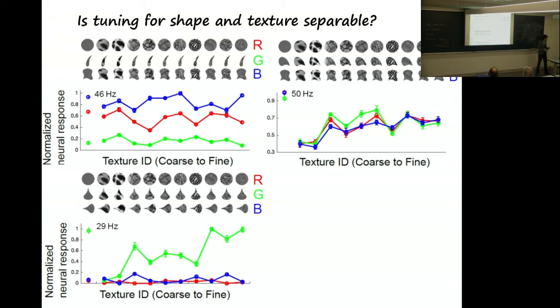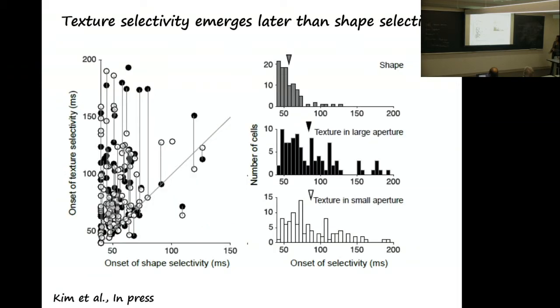Okay, so what we find is that the responses to these combination stimuli can be well explained by a product model. You construct a tuning curve for shape and a tuning curve for texture, and a product of those explains the responses to these combination stimuli very well. We also found that the timing of texture selectivity is on average about 30 milliseconds later than the onset of shape selectivity. So we think there are two computations, one that imparts shape selectivity and another that imparts texture selectivity, that come onto individual neurons.